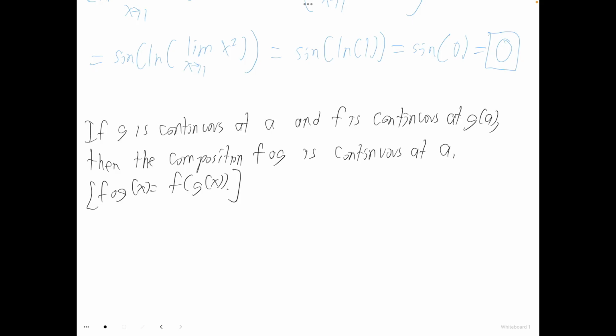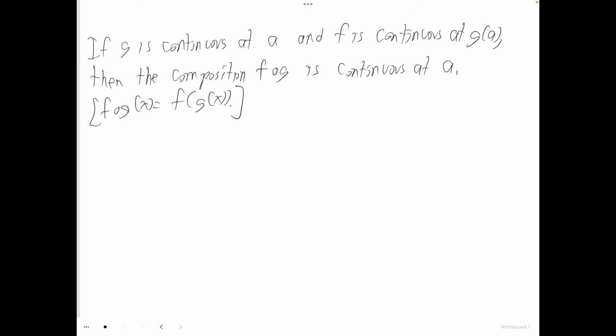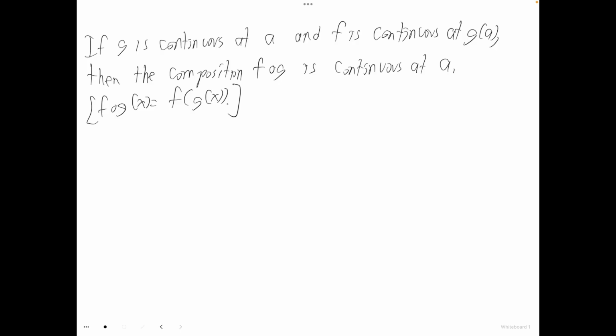And so here we see that this idea of pulling things out is telling us that if g is continuous at a, and f is continuous at whatever g of a is, then the composition is continuous. And this allows us to check when a composition of functions is going to be continuous. So let's look at an example of actually using this fact.